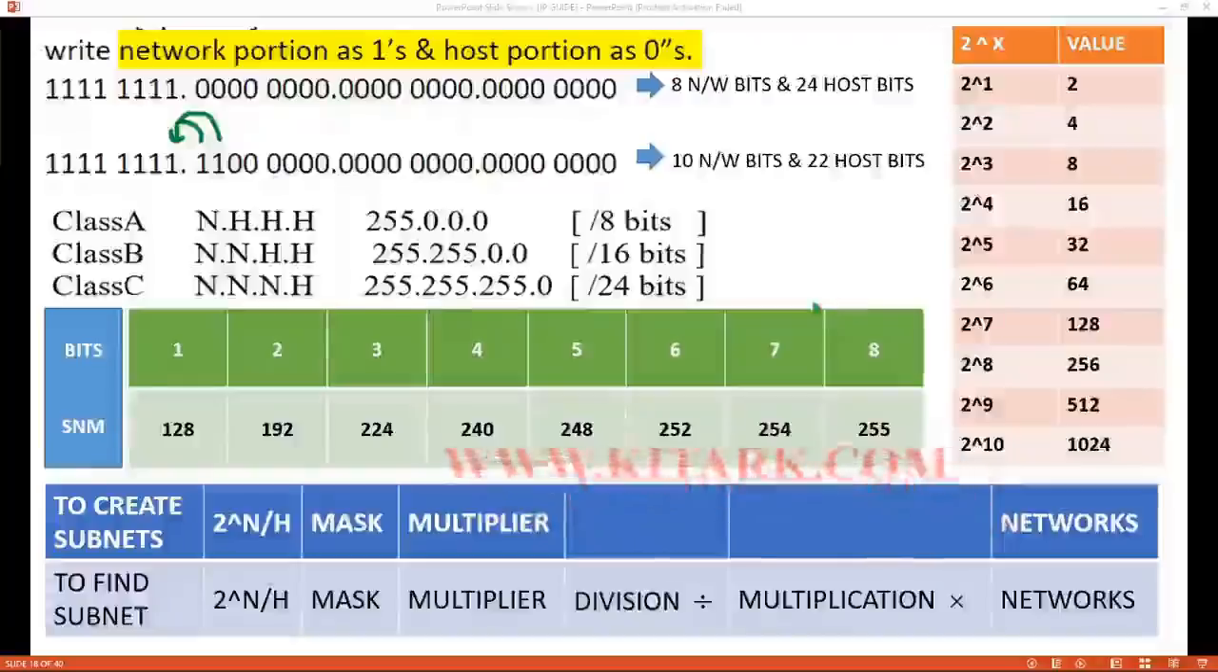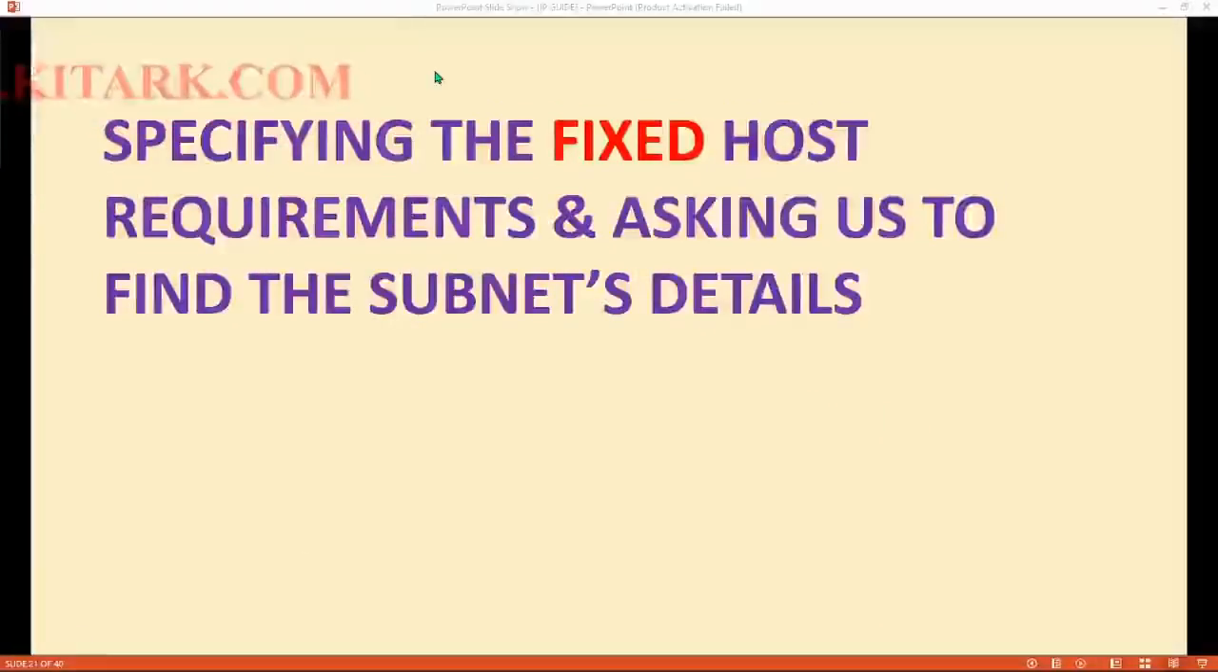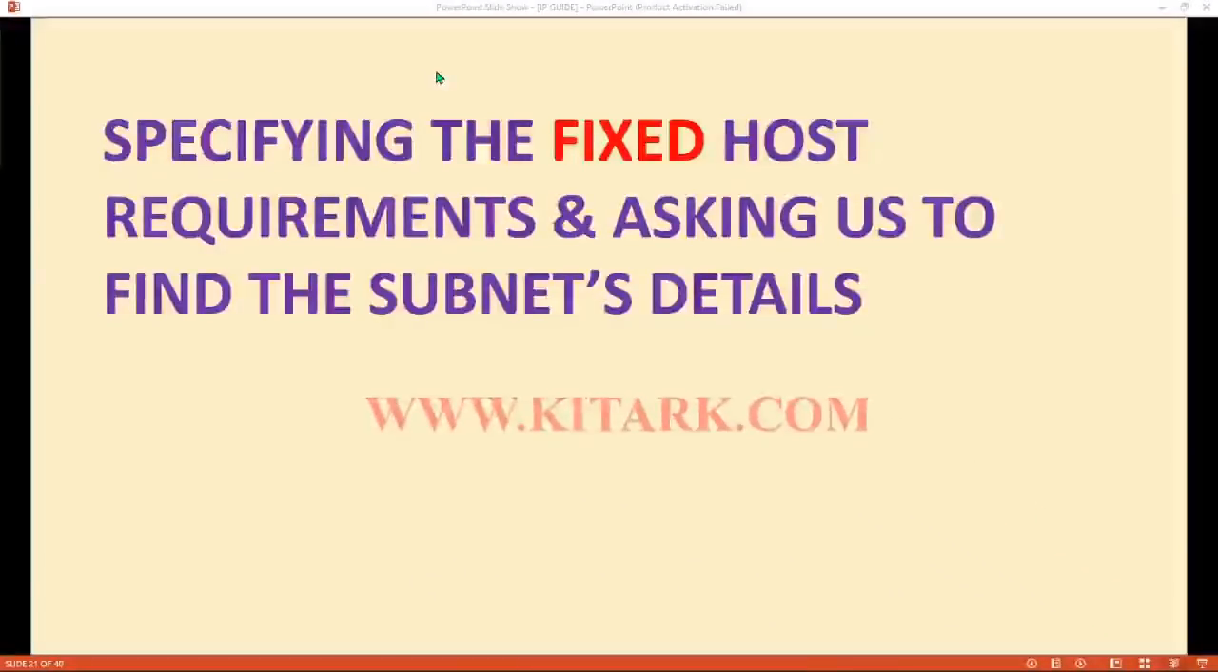Next we'll have a look at specifying the fixed host requirements and asking us to find the subnet gateway. Here they will tell you how many hosts they need on a subnet. Remember, in each subnet the host numbers are going to be fixed. So in any number of subnets you will get an equal amount of hosts. For example, if your first subnet has 64 hosts, in the second and third subnets you will still have 64 hosts only. So they will tell you they require around 60 hosts in a subnet. Then you have to calculate the amount and find the subnets.